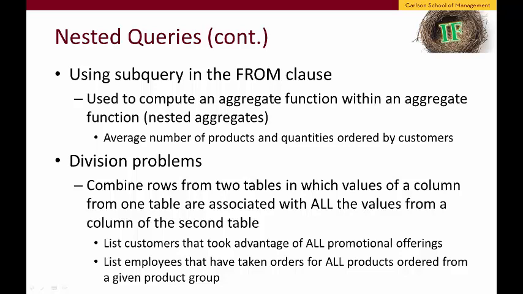Next, we demonstrated the use of subqueries in the from clause of the main query, generating a record set that forms the basis for that outer query. One typical use is for computing aggregates within aggregates, i.e. finding nested aggregates. To find the average number of products and quantities across all orders, we first find the number of products and total quantity of each order. That is the inner aggregate operation.